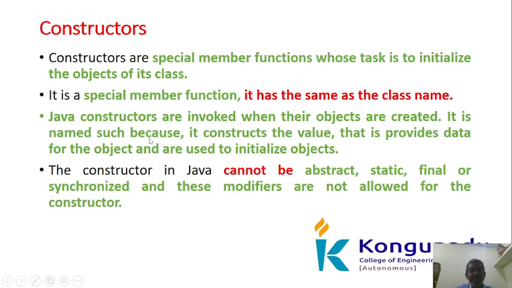It is named such because it constructs the values and provides data for the object, and it is used to initialize the object. A constructor cannot be abstract, static, final, or synchronized. Whenever you use a constructor, remember it cannot be static, abstract, final, or synchronized.